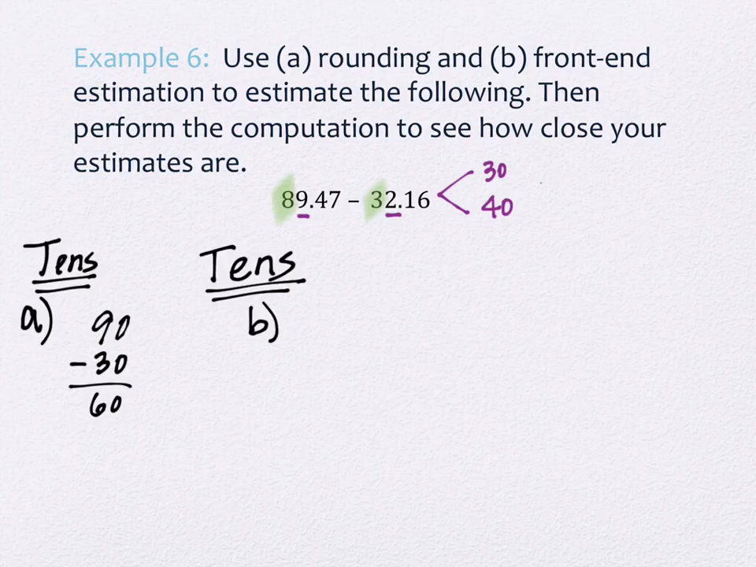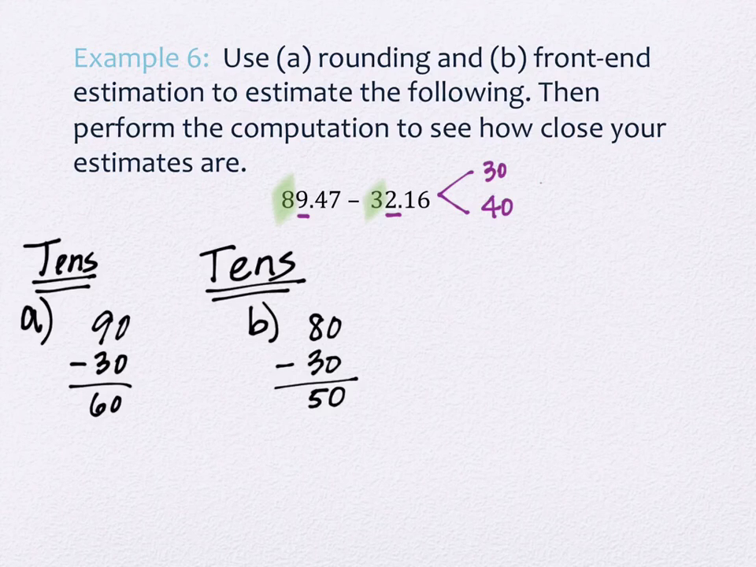So front-end estimation simply takes the first value and it zeroes everything out. It doesn't care what the next values are. Rounding cares. Front-end estimation doesn't care. So my 89 becomes 80 and my 32 becomes 30. And I get 50 when I subtract.